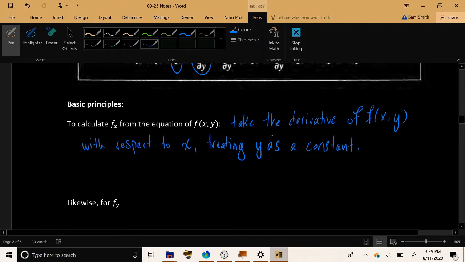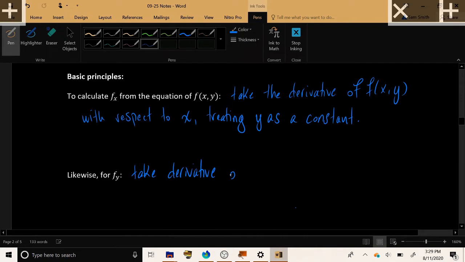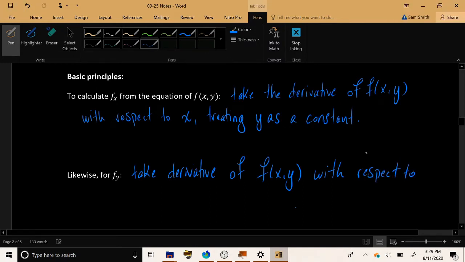Same thing for f sub y. If you want to take the derivative with respect to y, just do it as you would in Calculus 1 and pretend like the other variable x is just a constant number. Take the derivative with respect to y, pretend it's the only variable, and pretend that x is constant.